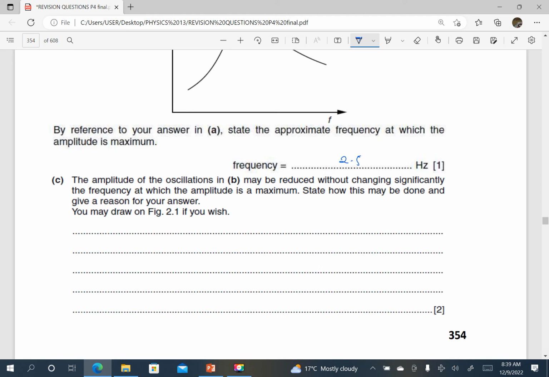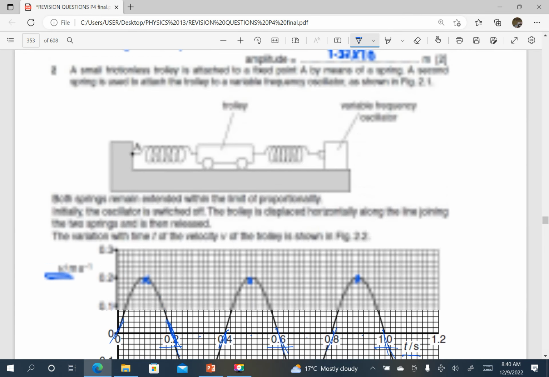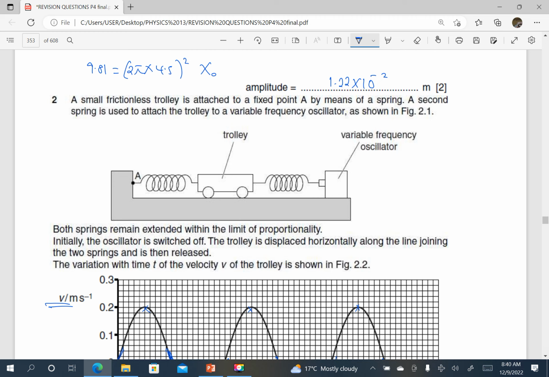The amplitude of the oscillations in B may be reduced without changing significantly the frequency at which the amplitude is maximal. State how this may be done and give a reason for your answer. You may draw on the figure if you wish. So without significantly changing the frequency, we can change that amplitude by doing what? They told us we can even draw on figure 2.1. Figure 2.1 is not that graph. The graph is figure 2.3. Figure 2.1 is this one.